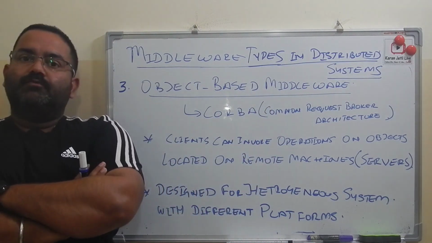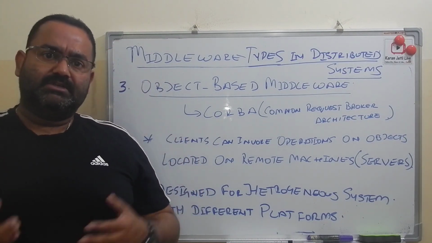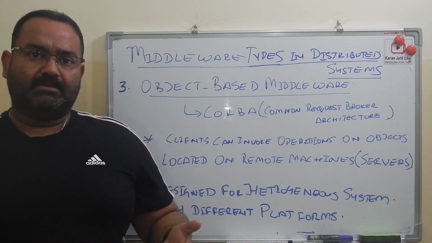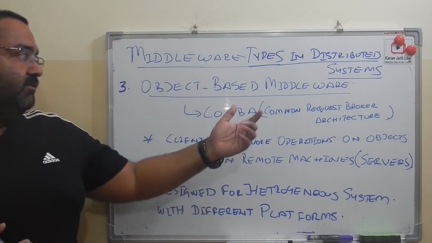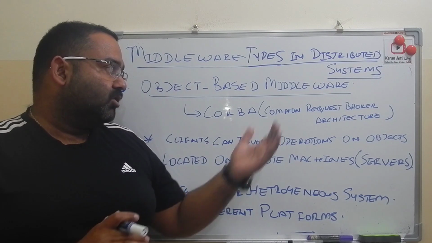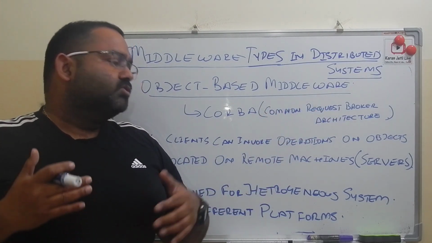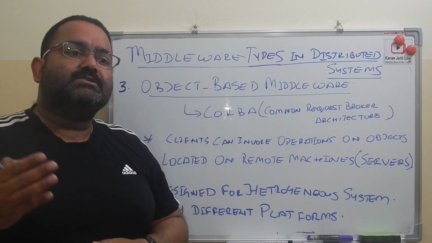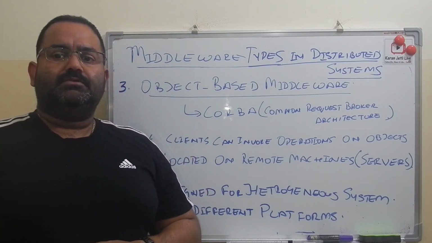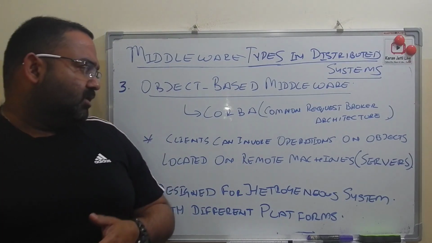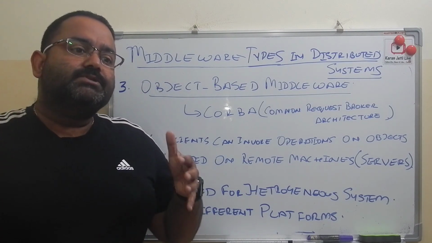I hope all of you know what objects are. An object is something which has data and a method. In object-based middleware, we have something called CORBA. CORBA is Common Object Request Broker Architecture. In CORBA, the clients can invoke operations on the remote server. They can call operations which work on the remote server objects.